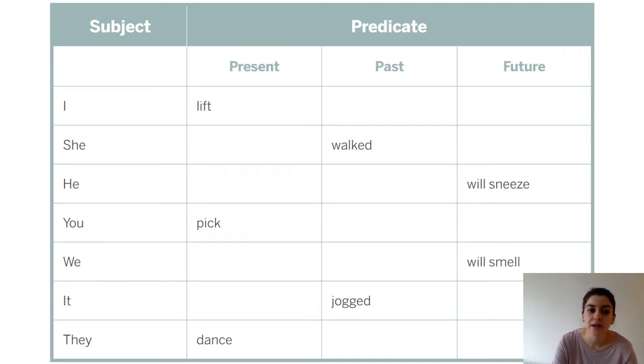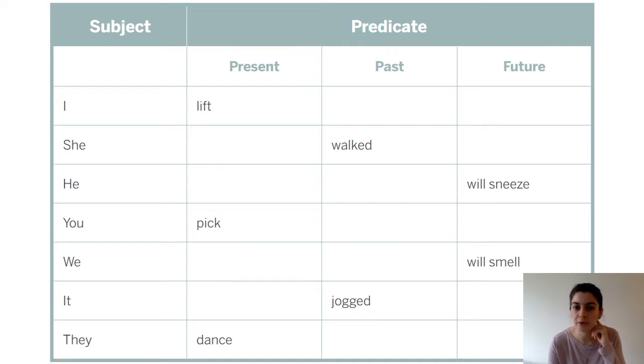On this slide, we see a list of subjects in the first column, and then in the other columns, we see a variety of present tense verbs, past tense verbs, and future tense verbs. Some spots are blank, and that's where we're going to fill in the correct verb for those tenses. Let's get started. The first subject we have is I, and they give us the present tense verb lift.